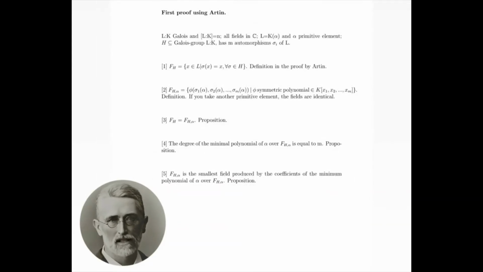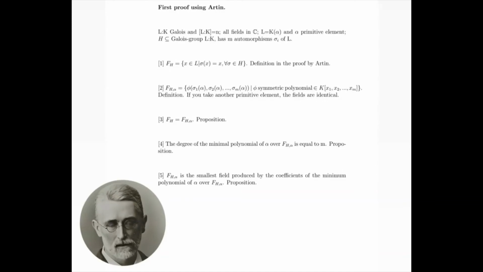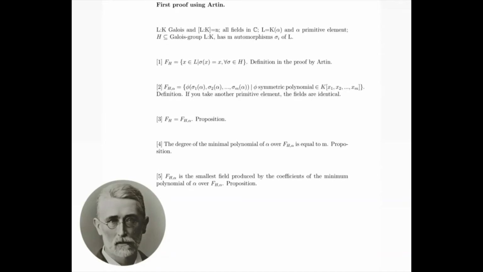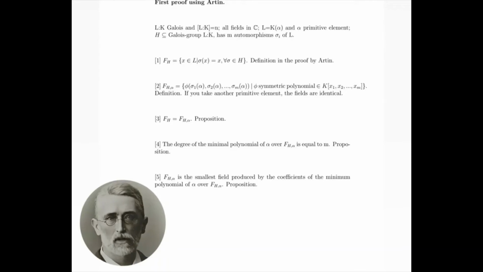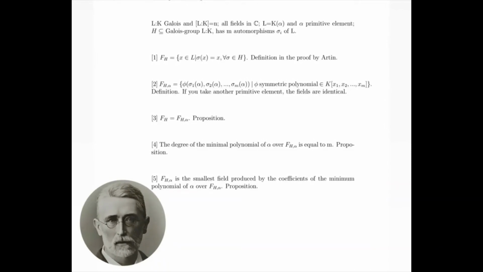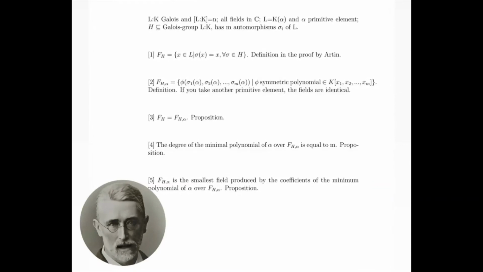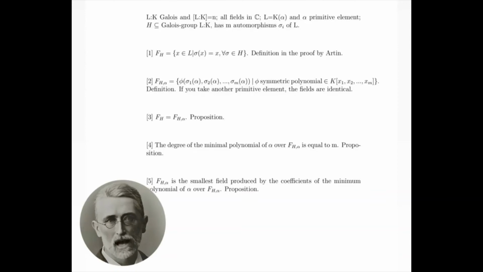In proposition 5 you must apply the fundamental theorem of symmetric polynomials. The coefficients of the minimum polynomial of alpha mentioned at proposition 4 are exactly the values of the elementary symmetric polynomials, in which the values are filled in, which are obtained by applying the automorphisms of the group H to alpha. We will now prove the fundamental theorem of the Galois theory, by using the fundamental theorem of symmetric polynomials.